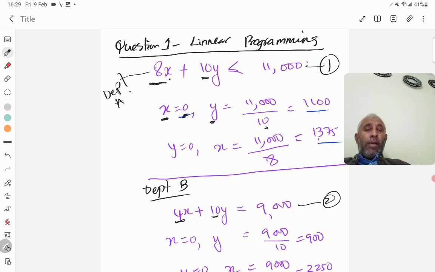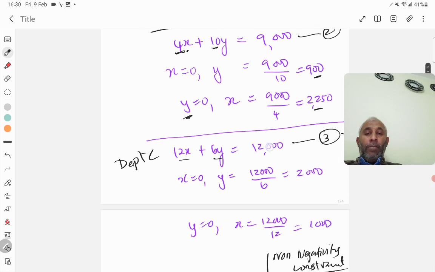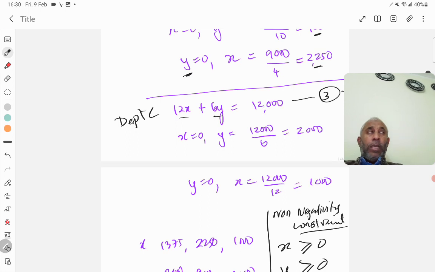11,000 divided by 10, I am getting 1100. And when y is 0, how much will x be? 11,000 divided by 8, that is 1375. Same way, department B, when x is 0, y will be 900, and when y is 0, x will be 2250. When you move on to department C, when x is 0, y will be 2000. When y is 0, x will be 1000.